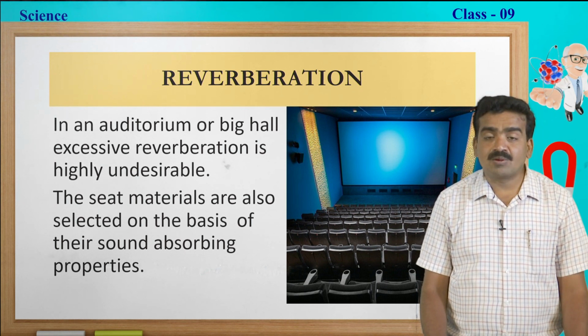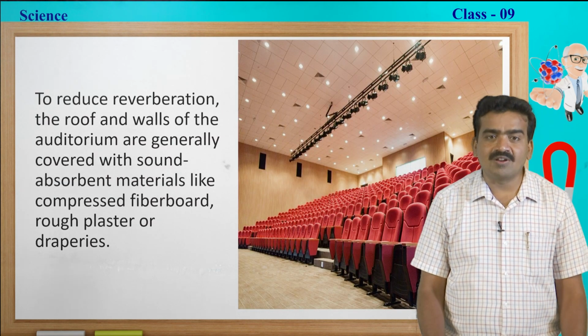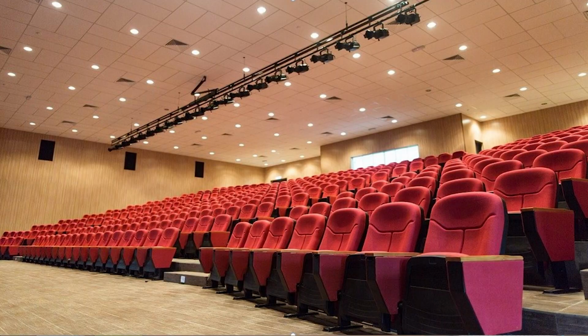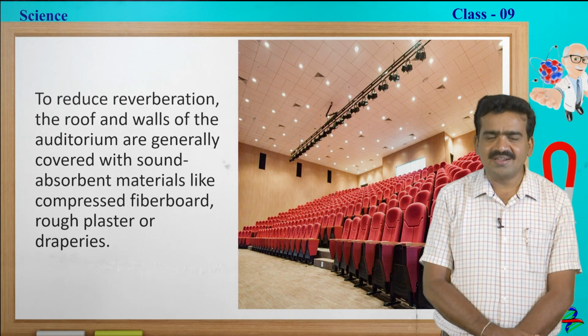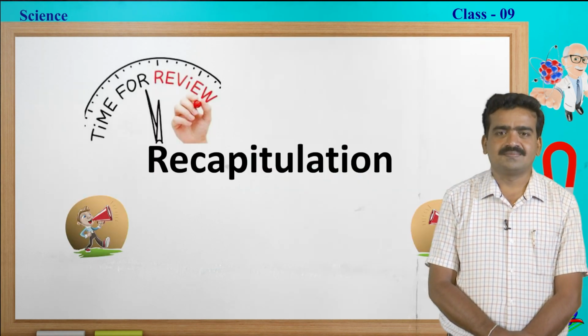And also to reduce reverberation, the roof and wall of the auditorium are generally covered with sound absorbent material like compressed fiber board, rough plaster. These are the materials used to reduce the reverberation of the hall.